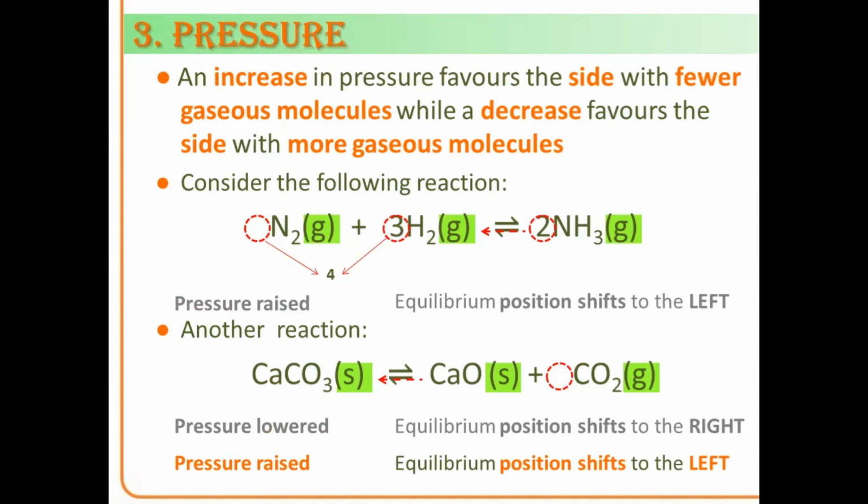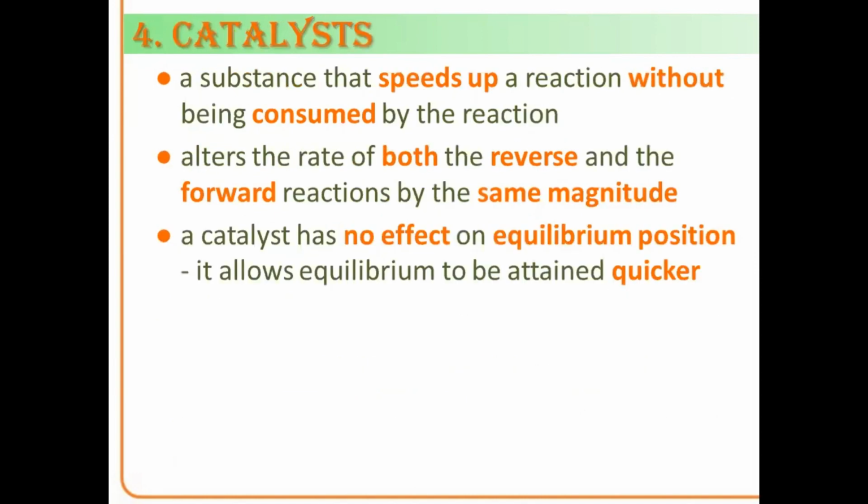Okay, so let's move on to the next part. The last factor that we want to look at is the catalyst. Now, we define a catalyst as a substance that speeds up a reaction without being consumed by the reaction. The catalyst alters the rate of both the reverse and the forward reactions by the same magnitude. And this simply means that a catalyst has no effect on equilibrium position, but it allows equilibrium to be attained much quicker or much faster.